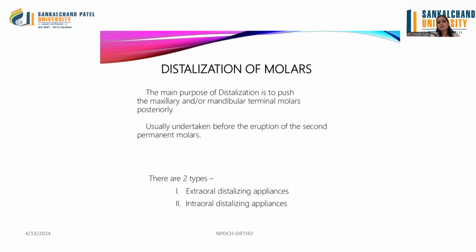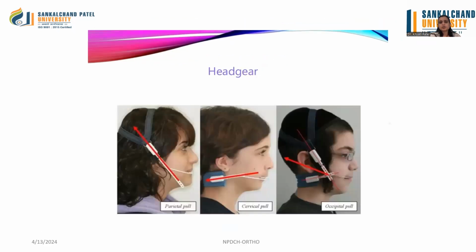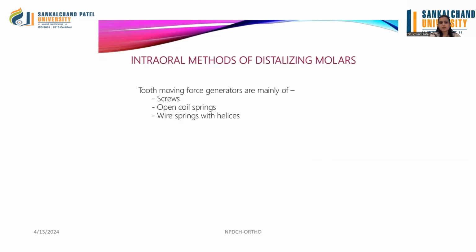There are two types of distalization appliances, basically extraoral and intraoral distalization appliances. In extraoral distalization appliances, the most frequently used is the headgear. Headgear is a very commonly used appliance which we use for the distalization movement of the molar. The normal wearing time is 12 to 14 hours. This is the headgear, you can see the figure. The first one is a parietal headgear, the second one is a cervical headgear, and the third one is the occipital headgear.